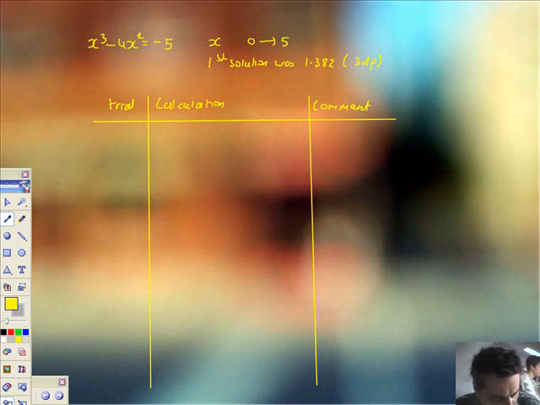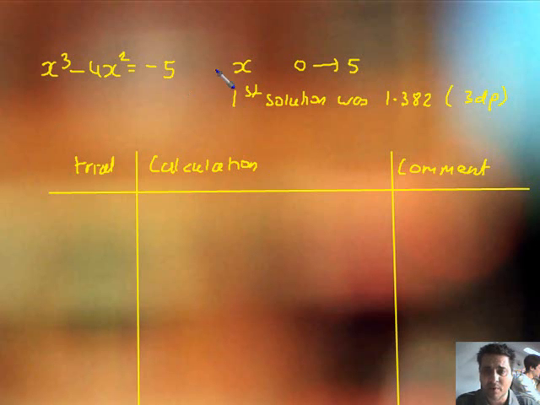In the last video I did question 6 and I found one solution to the equation x cubed minus 4x squared equals minus 5. Now we're told there are two solutions and they're both between 0 and 5. Well, the first solution we arrived at was 1.382 to 3 decimal places. I've now got to try and find another solution.